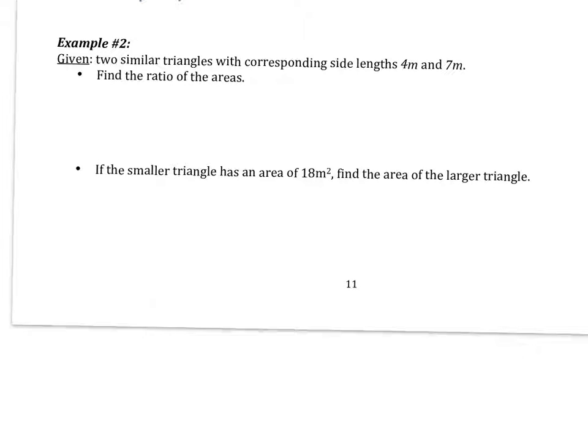Example 2. Two similar triangles with corresponding side lengths of 4 and 7. It's the exact same question as above. The only difference is they didn't give you a picture. So, find the ratio of the areas. See if you can do that. And then if one of the triangles has an area of 18, what's the area of the larger one? See if you can do that. Talk amongst yourselves at your table. See if you can figure that out.